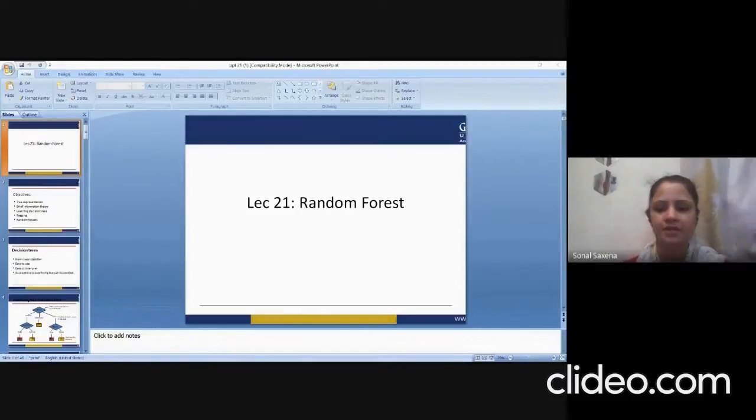So we are going to understand this algorithm, random forest, and it is not a very new algorithm. It has been around since classification and data mining were introduced. So from that time only it is coming.